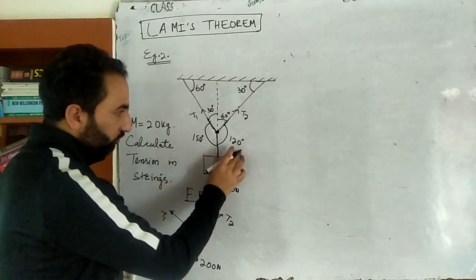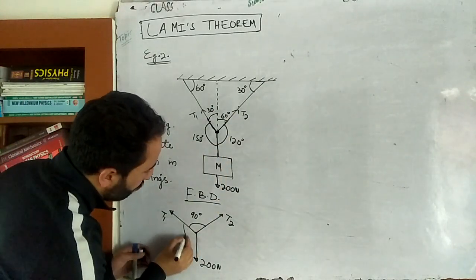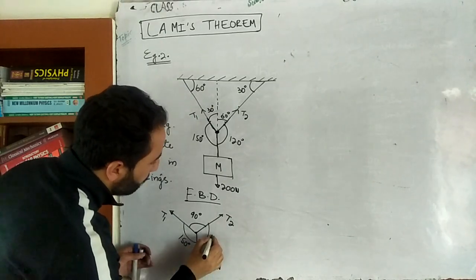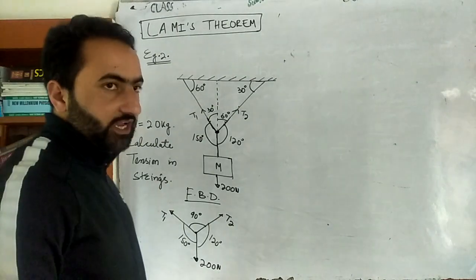So then 150 plus 120 is 270. 270 plus 90 is 360. So ये angle कितना है बेटा? 150 degree. So this angle is how much? That is equal to 120 degree. Fine. Okay. So we are done with the free body diagram.